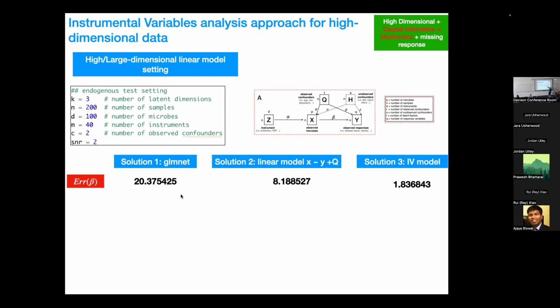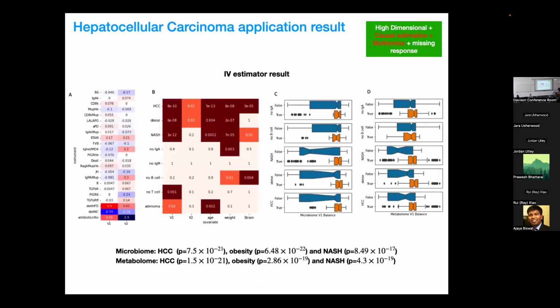If you use the opposite directionality going from Y to X, then you have some error reduced, but then your error is really, really low when we actually take into account the directionality. And that's where the improvement is. Obviously, when we applied it on these HCC data sets, we saw a great recovery.